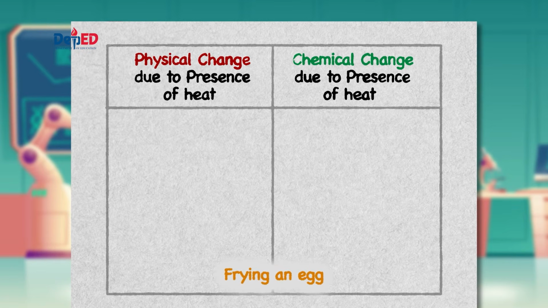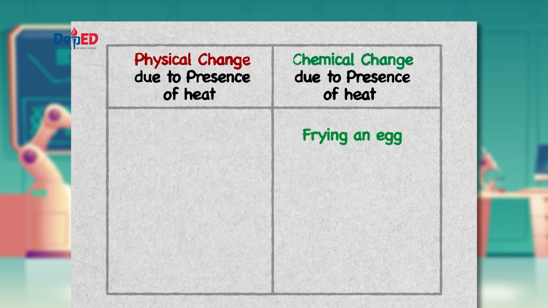First, frying an egg. It changes its shape, state, and it is irreversible. Is it physical or chemical change? The answer, chemical change. Second, boiling water. It changes its state from liquid to gas. It is reversible. Is it physical or chemical change? Answer, physical change.